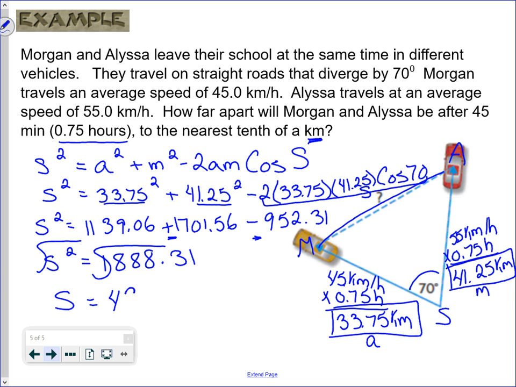to get 43.5 kilometers. Notice that the question said to the nearest tenth of a kilometer, which is why we have one decimal place in our answer. So the distance between the two vehicles, or between Morgan and Alyssa after 45 minutes of driving, is 43.5 kilometers.